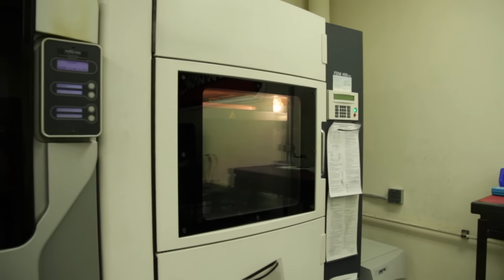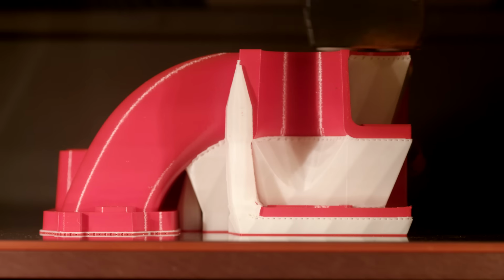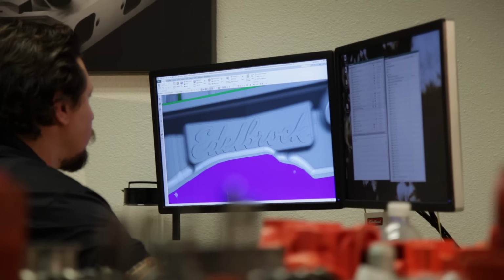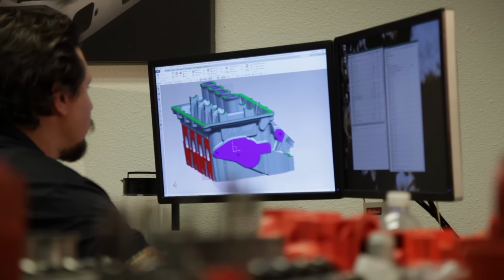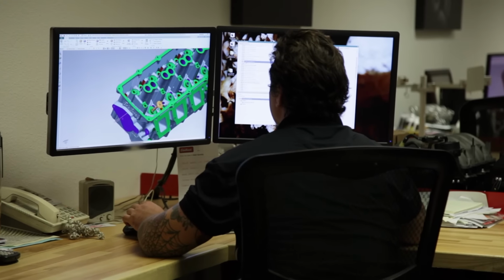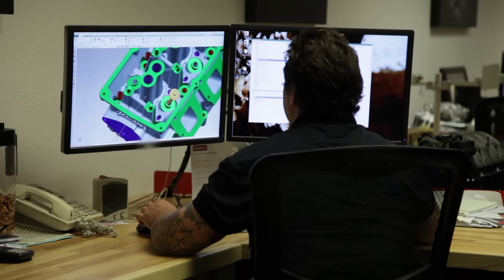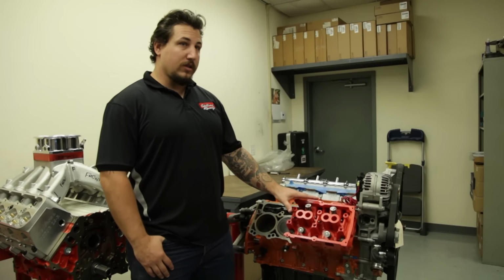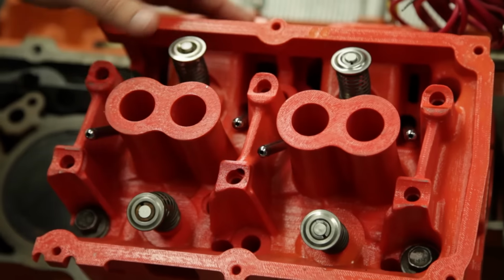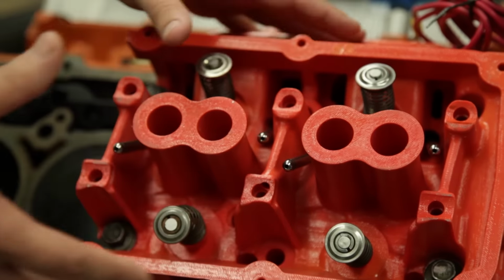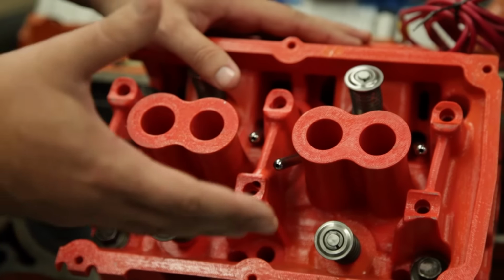Here at Edelbrock, we have a couple of different rapid prototyping 3D printers. So I'm able to rapid prototype from my model in CAD that's going to be an exact representation of what I have designed. So what we have here is a part that's just come off of our 3D printer, and I've printed a part here that is for a fit check on an engine.